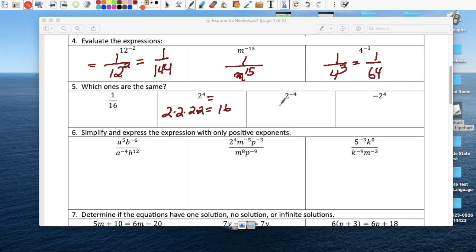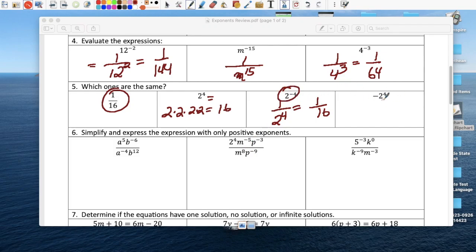Let's do 2 to the negative second power. Let's write it as a fraction over 1. So 1 over 2 to the 4th. And 2 to the 4th is 2 times 2 times 2 times 2. 2, 4, 8, 16. Notice that this guy here and this guy here are the same, just written in a different manner.